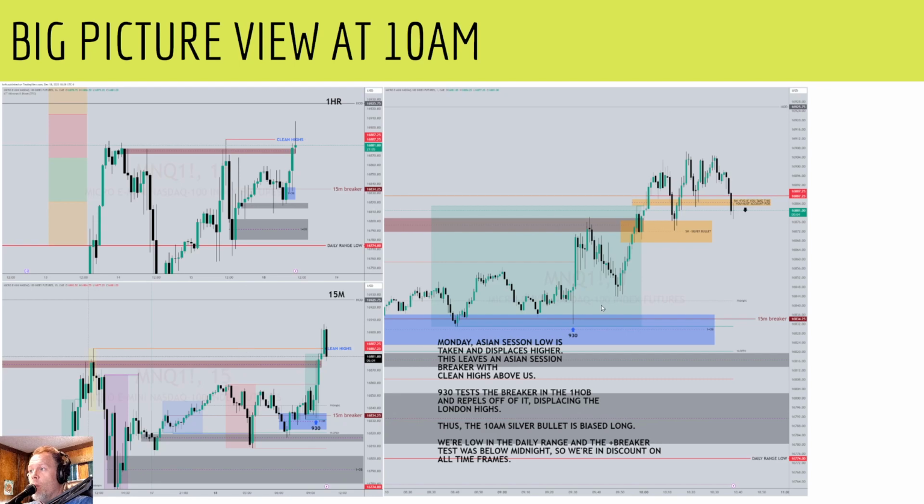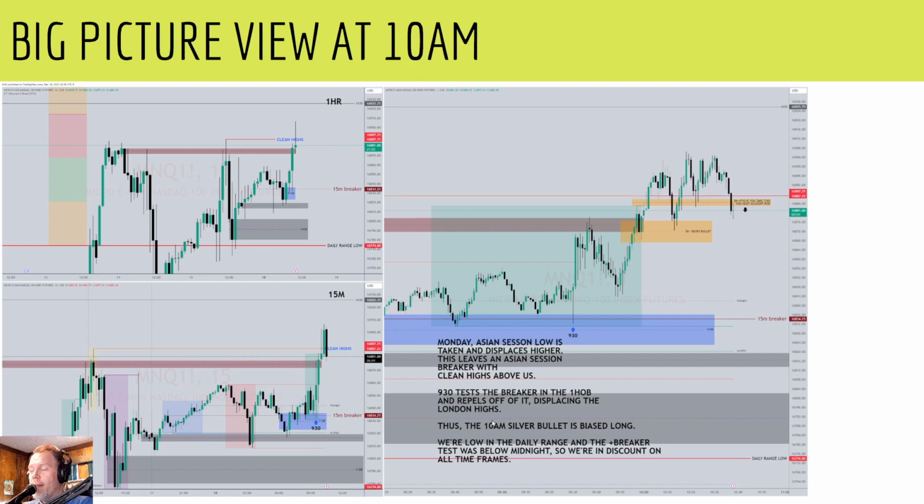Now, as you run over to the 1 minute, that was the narrative. And I just repeated it here. So I wrote this down as it was happening. Monday Asian session low is taken and displaces higher. This leaves an Asian session breaker with clean highs above us. And that is right here. The 9:30 tests the breaker at the 1 order block and repels off it, displacing the London highs right there. And then the 10 a.m. silver bullet is biased long above the clean highs.